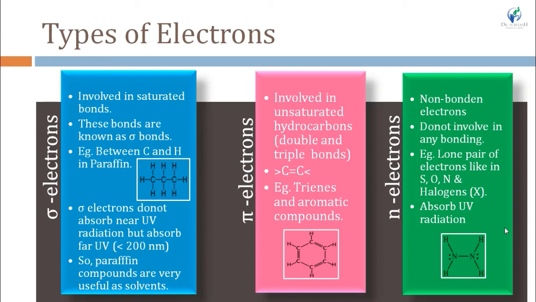So these three types of electrons are sigma electrons, pi electrons and non-bonding electrons. Sigma electrons are present in single bonds, pi electrons are present in double and triple bonds, and non-bonding electrons are not involved in any bonding. N electrons means lone pair of electrons.